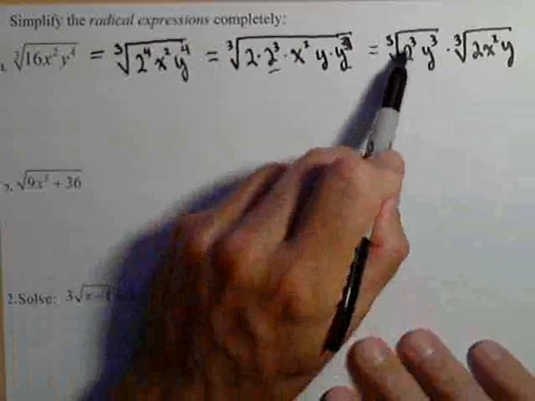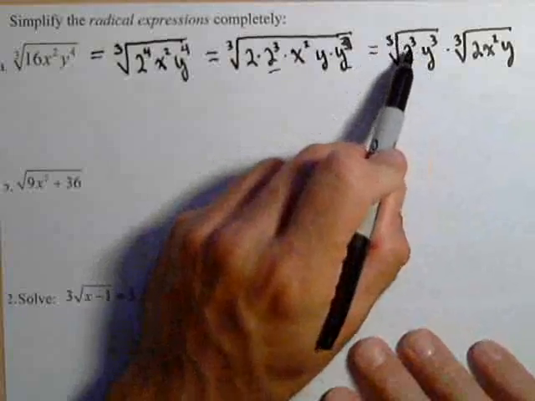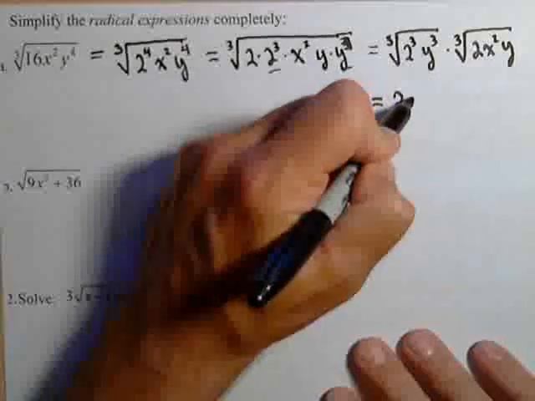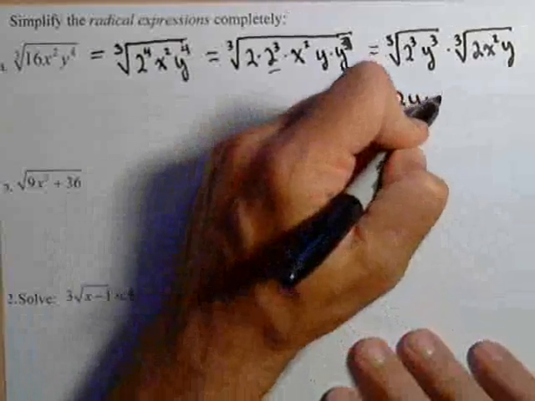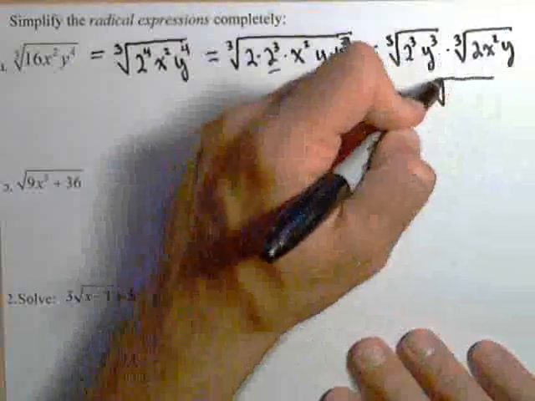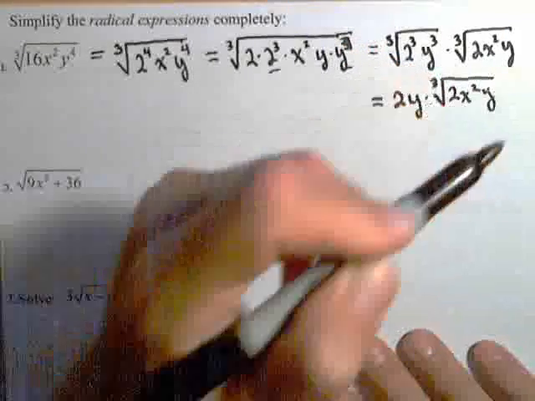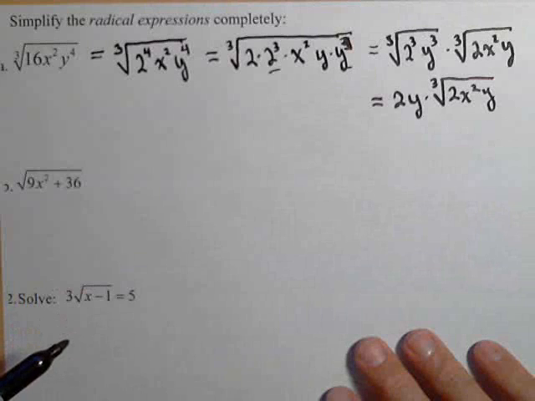Because here we're taking the cube root of perfect cubes. The cube root of 2 cubed is 2. The cube root of y cubed is y. So we have 2y times the cube root of 2x squared y. And we've simplified this one as much as we possibly can.